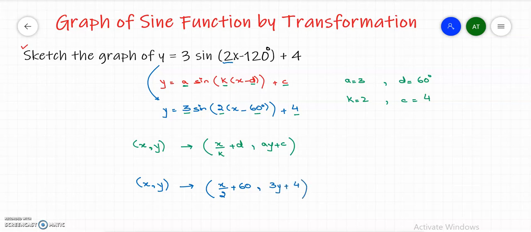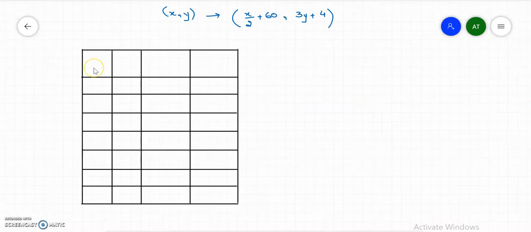So we need to draw the table of values for both the base function and the transformed function. For the first column I would like to write down the base function, the x, y, and the next column, the transformed x coordinate, would be x by 2 plus 60 degrees, and the transformed y column would be 3y plus 4, right?